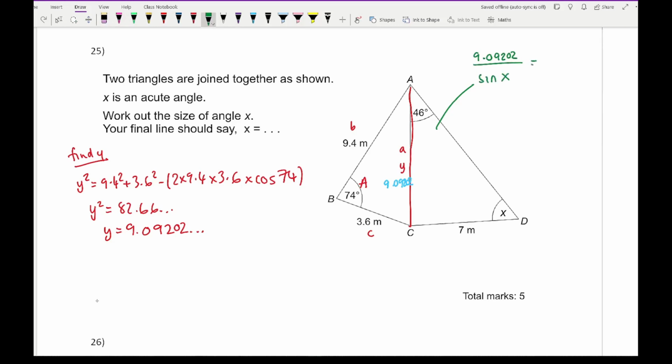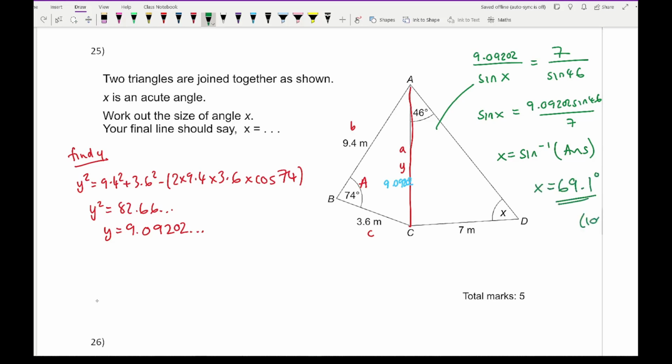So sine x equals, and it's going to be 7 over sine 46. So sine x is going to equal 9.09202 sine 46, all divided by 7. So then if I type that into my calculator, and then x equals inverse sine of that answer or that fraction, and I get x equals 69.1 degrees, and that's to 1 decimal place.